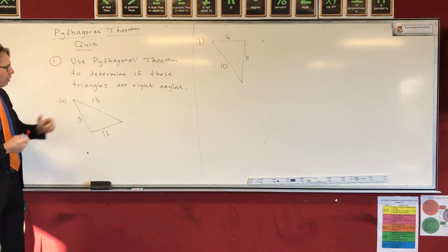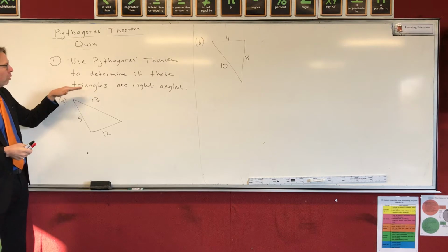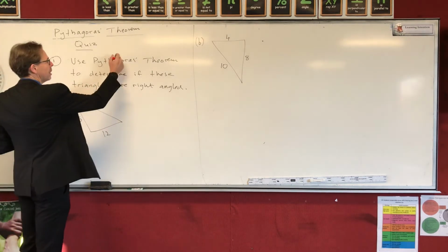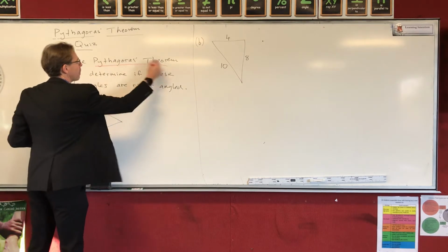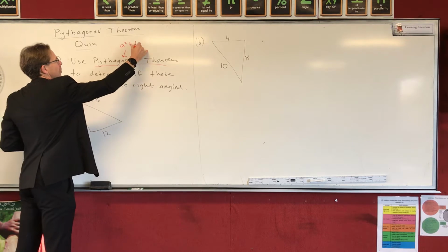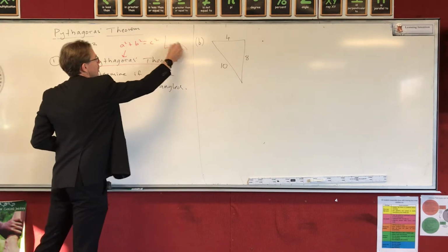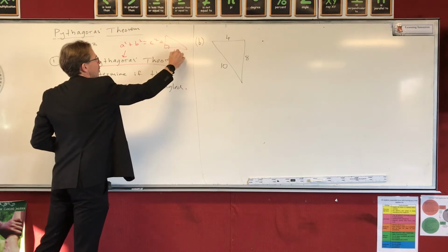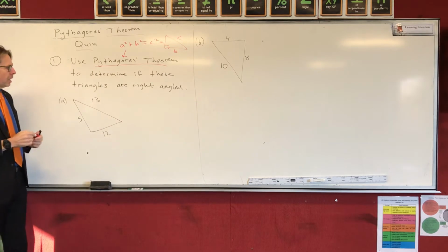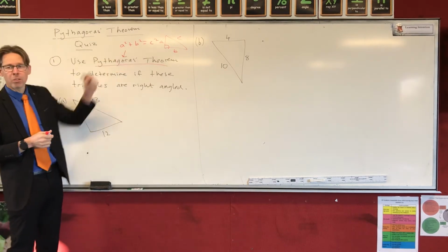Okay, so here's a question here. We've got to use Pythagoras' theorem to determine if the triangles are right angled. Now remember, Pythagoras' theorem is a squared plus b squared equals c squared for a right angled triangle. A, B, C. Okay? That's what we did. Now we're going to see if this triangle is right angled by seeing if it fits this formula.